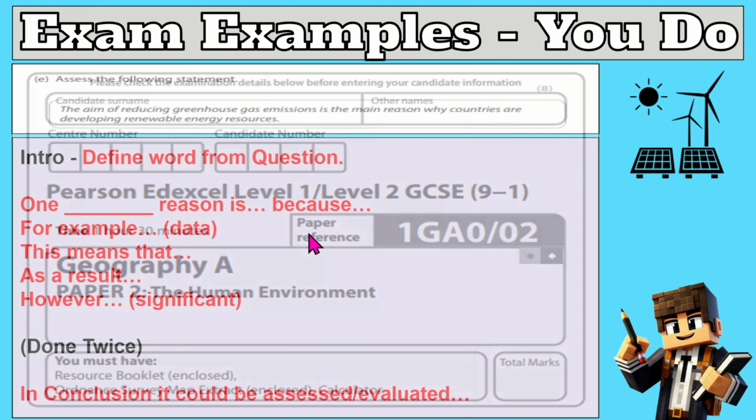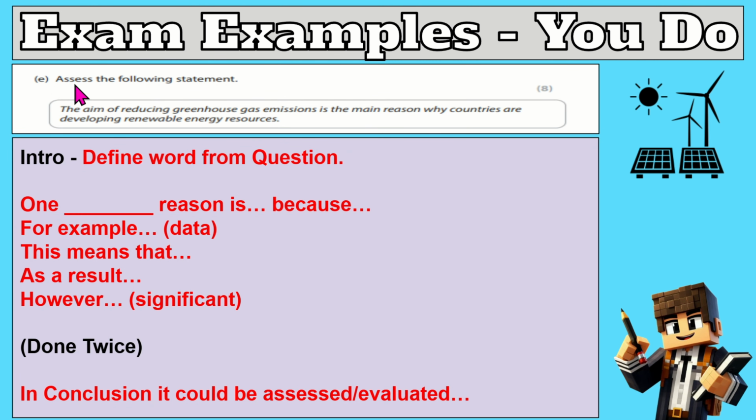So here's your question. Assess the following statement. The aim of reducing greenhouse gas emissions is the main reason why countries are developing renewable energy resources. So this is a classic agree with and disagree with. So we would define a word. I would go for renewable energies. Yep. I would have a paragraph that is yes and a paragraph that is no.